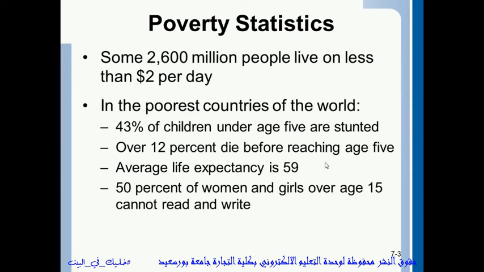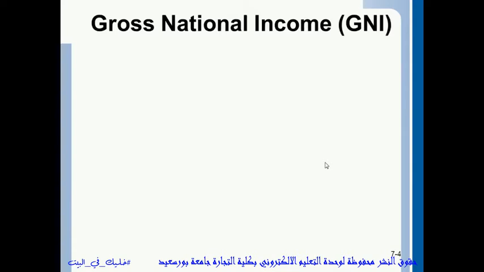50% of women and girls over age 15 cannot read and write. This is some idea about the situation of poverty in the world.